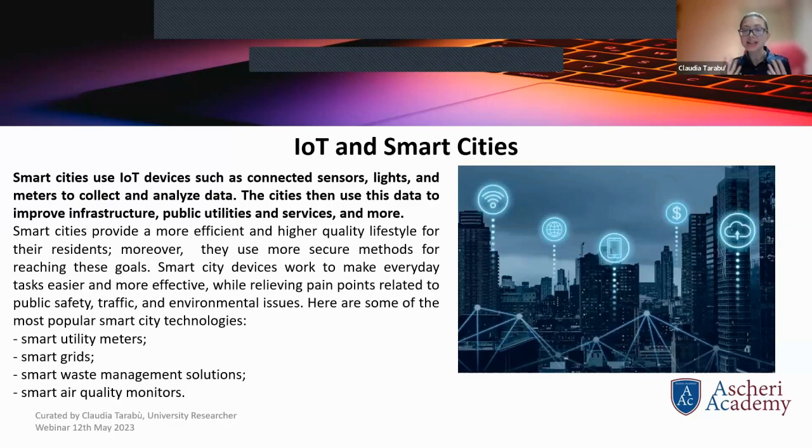Smart city devices work to make their tasks easier and more effective, and they work by relieving pain points associated with public safety, for example, traffic and environmental issues. There are some typical smart city technologies like smart utility meters, smart grids, smart waste management solutions, and smart air quality monitors.